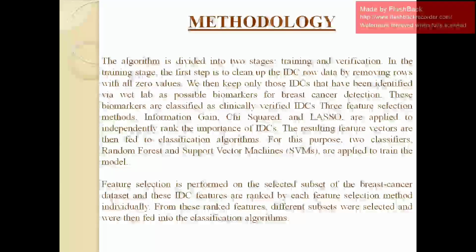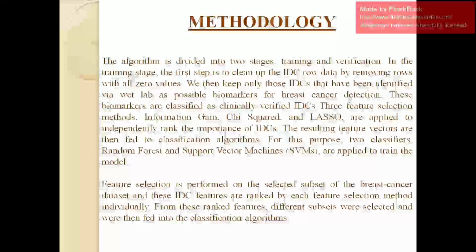What is the main methodology behind our project? The algorithm is divided into two stages: training and verification. In the training stage, the first step is to clean up the IDC raw data by removing rows with all zeros. We then keep only those IDCs that have been identified via wet lab as possible biomarkers for breast cancer detection. These biomarkers are classified as clinically verified IDCs.